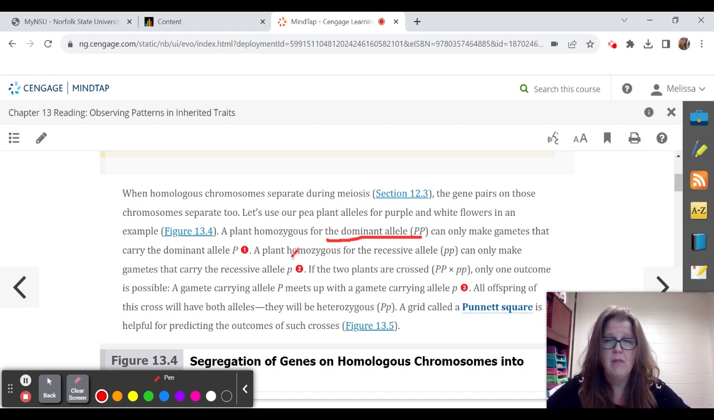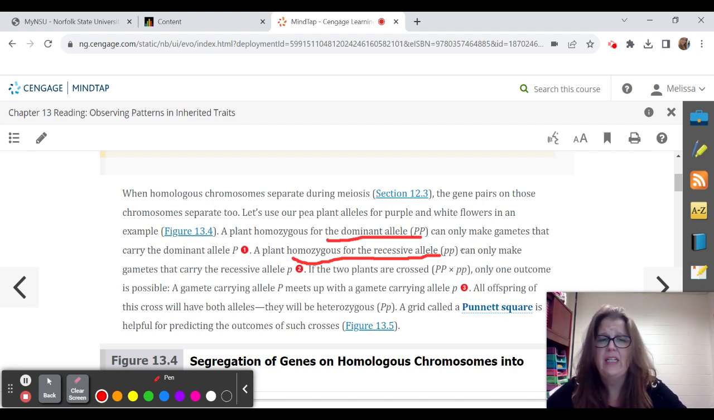And we see the same thing with homozygous recessive. If they are homozygous recessive, they have two copies of the recessive, so the only gamete they can have is the recessive allele. However, it's talking about the flowers again. If we have a purple flower that is heterozygous, then it's going to separate. So they could either give a dominant or a recessive allele.